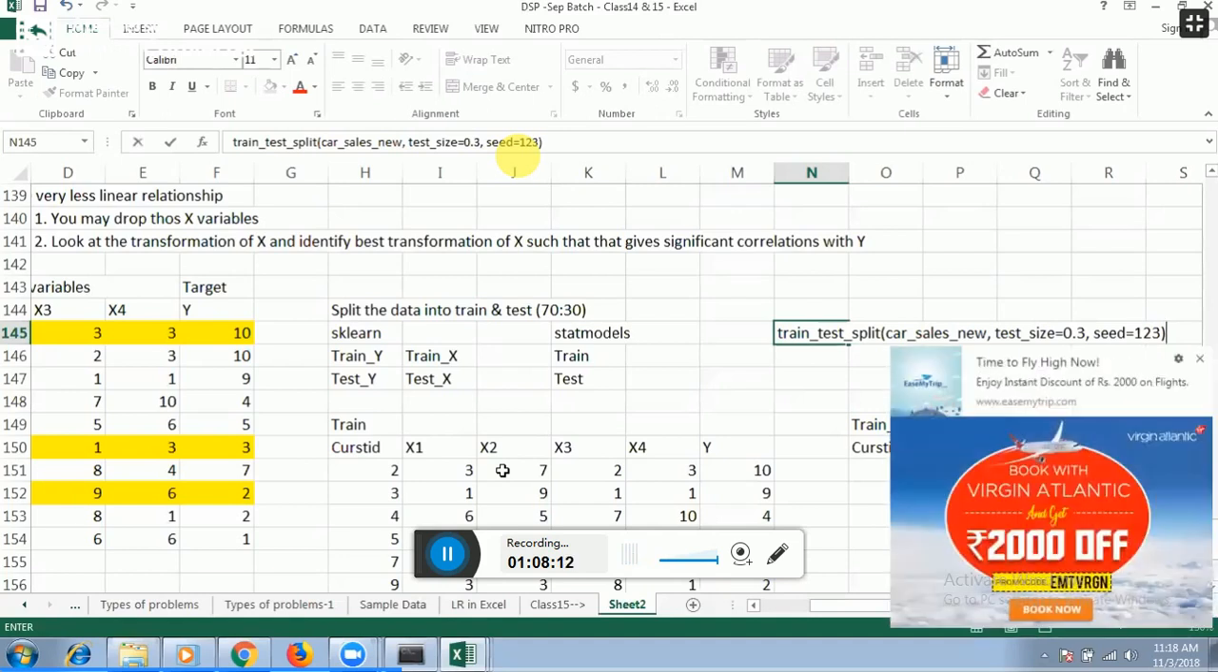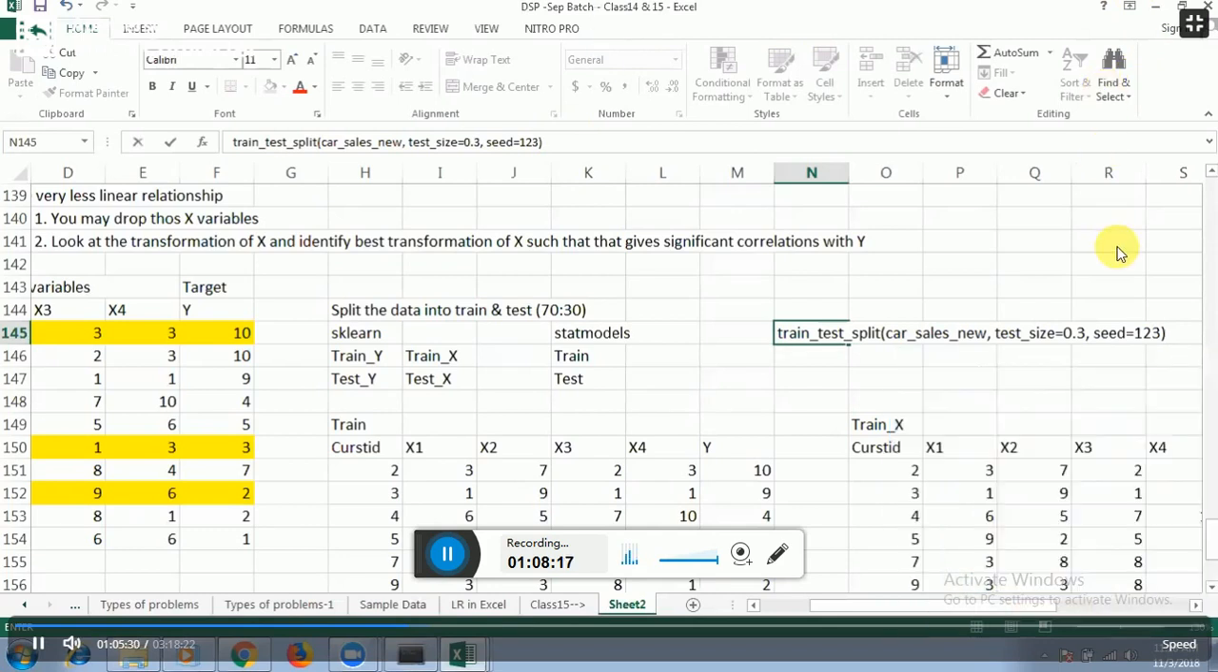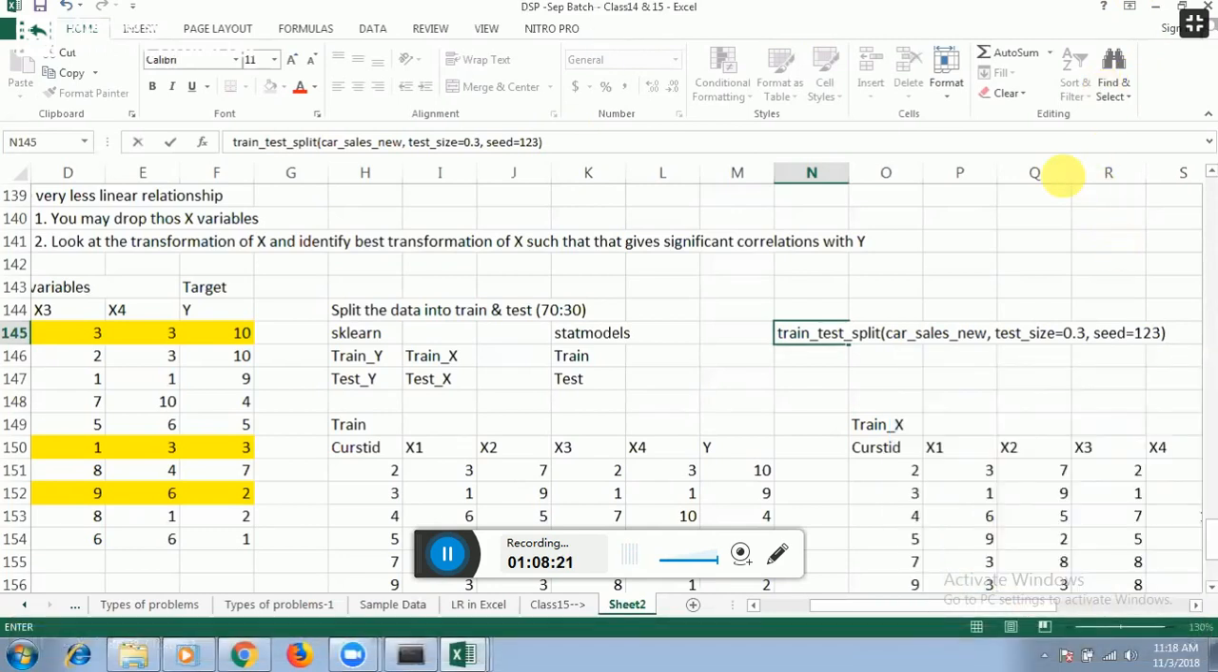Okay, test size means you are splitting the data into train and test, right? So 0.3 is nothing but 30%, so the remaining train data is 70%. In this case, you will get the train data and the test data as 2 data sets as an output.